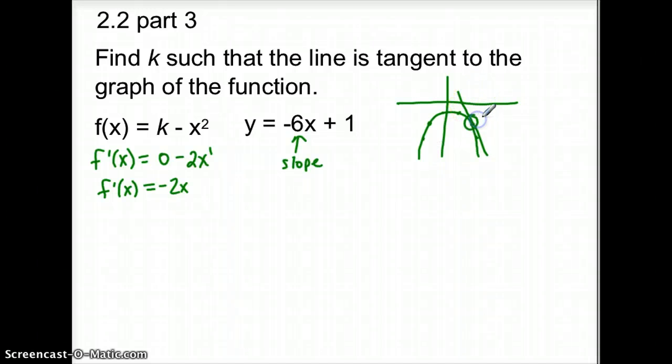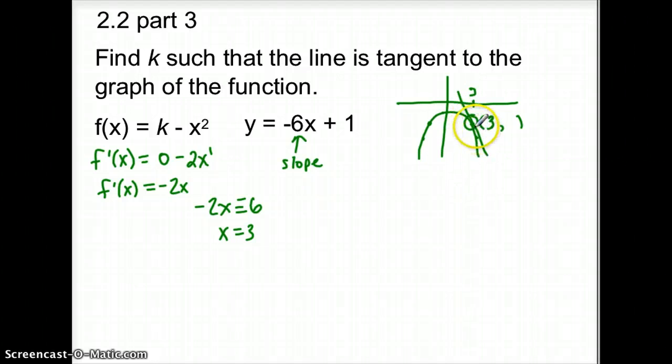So this x value here, I don't know. I need to know what that is. But I know this is a little equation that will tell me the slope at any point, and I know I want my slope to equal negative 6. So you set them equal to each other, because I want my slopes to match. So negative 2x equals negative 6 at x equals 3. So here is 3. This is 3.